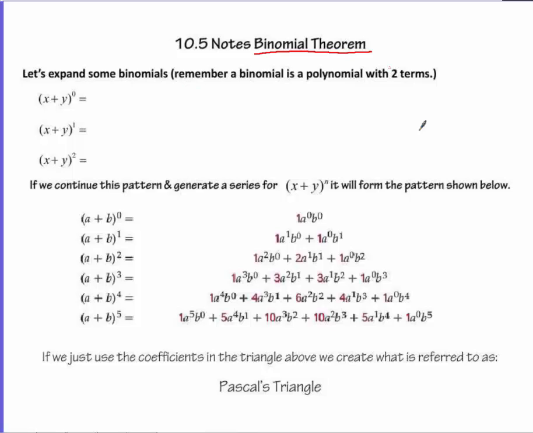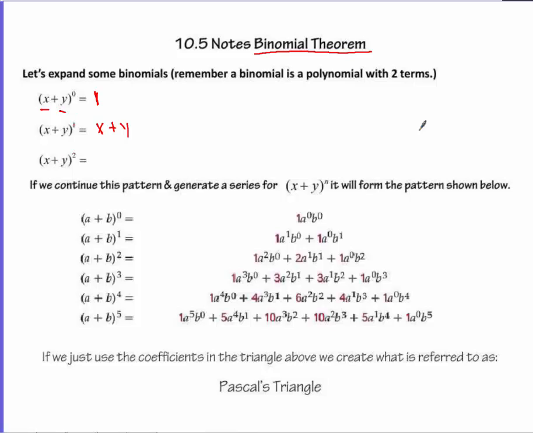Before we do that, let's just talk about what we know about binomials. Remember, a binomial is a polynomial with two terms. So we look over here and we have an x and a y. Those are the two terms. Well, if we do x plus y to the 0 power, you know that means we have 0 of these, and anything to the 0 power is 1. If we do x plus y to the first power, well, that would just turn out to be x plus y. And now we're going to do x plus y to the second power.